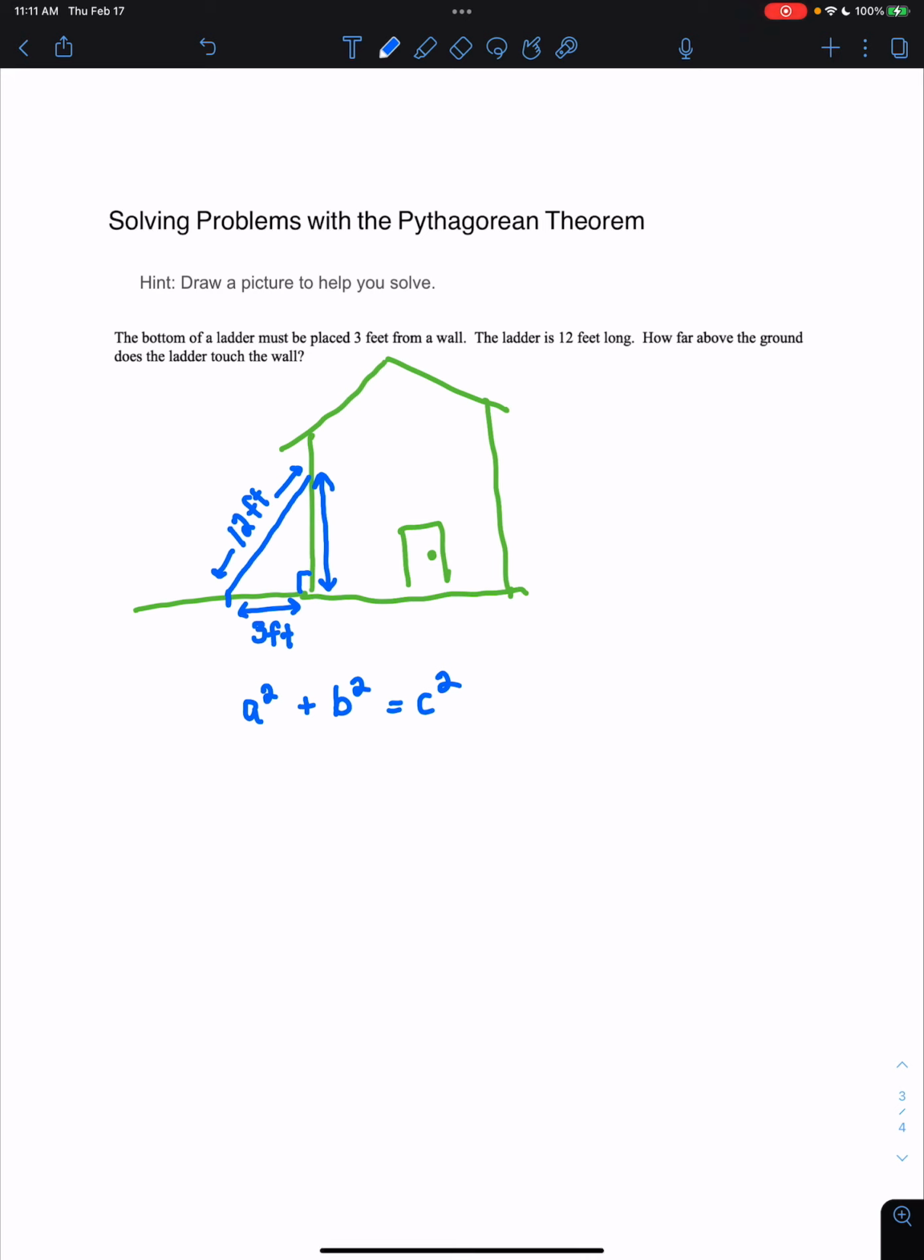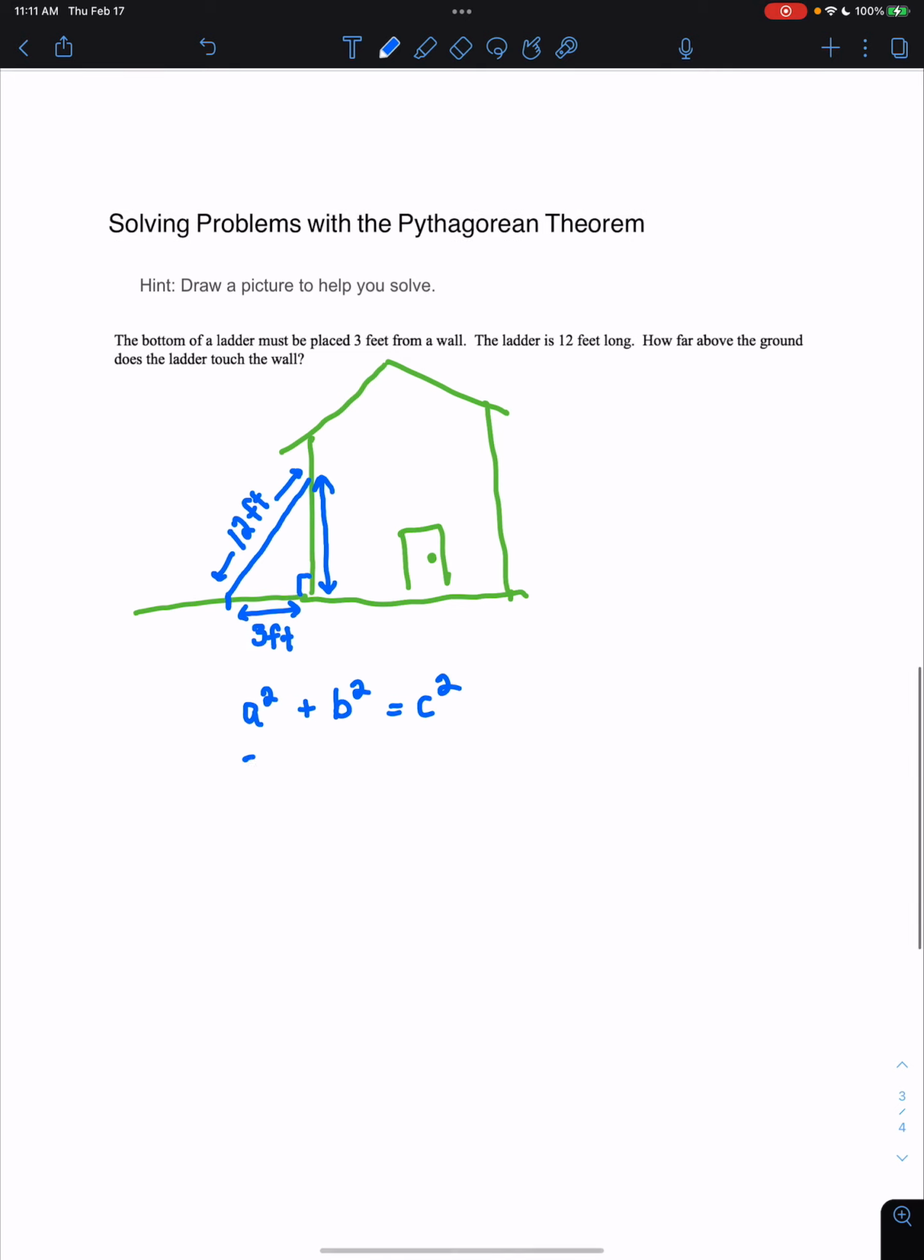And here's the tricky part: I've got one leg of the triangle, so I've got 3 squared. I don't know the other leg of the triangle, so I don't know b squared. And I do know the hypotenuse, which is 12 squared. So now I can solve for b squared. I need to use a little algebra here. 3 squared is 9, plus b squared equals 12 squared.